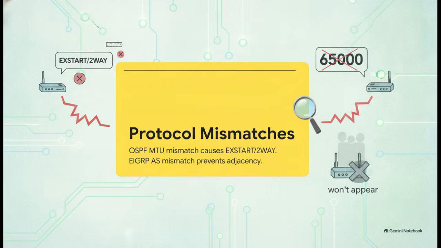For example, in OSPF, if you check your neighbor states and see them trapped in ExStart or two-way states, it almost always means an MTU mismatch or an authentication failure. On the flip side, an autonomous system number mismatch in EIGRP will prevent the adjacency entirely. The neighbor just won't appear at all. Recognizing these specific protocol states is going to drastically speed up your repair time.